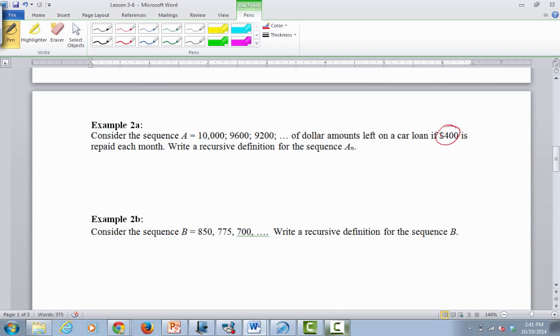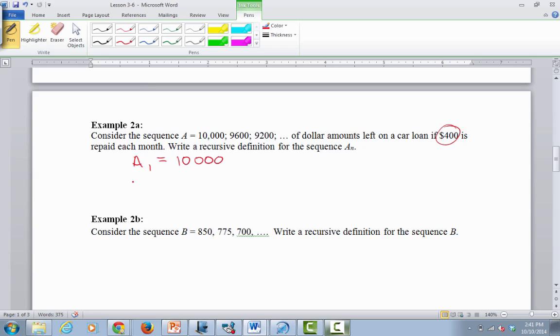So in other words, we're taking a $10,000 loan and we're taking 400 away from it each time as we pay it back, right? So if I want to write a recursive definition, A sub n, I'm first going to say A sub 1 because that's my starting value. And what would that be in this case? 10,000. So that's the first thing I'm going to write.